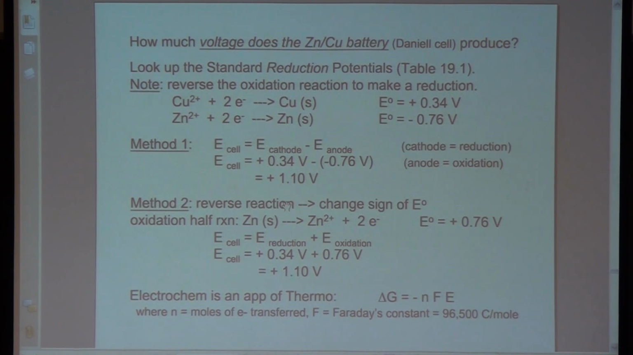The other way to do this is to take the oxidation reaction, zinc going to zinc 2 plus plus 2 electrons. Note that this is the reverse of the reduction half reaction, so all you do is change the sign from minus 0.76 volts to plus 0.76 volts, and then add the reduction plus the oxidation. That gives us the same answer, plus 1.1 volts. When you did this in lab last week, you got close to 1.1 volts. The closest I saw was about 1.08 volts.